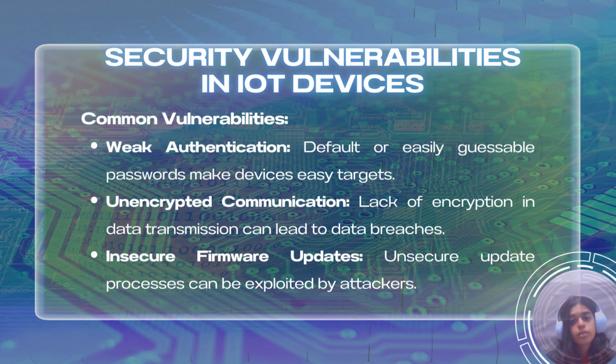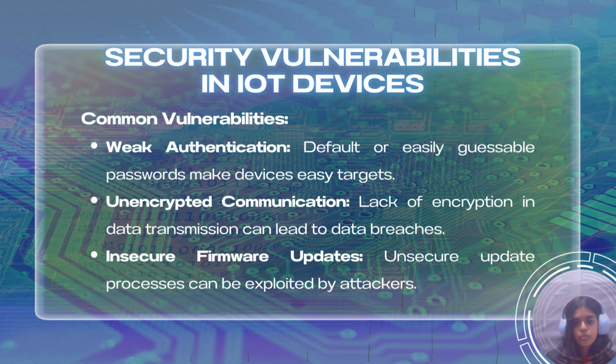Now, let's move on to the security vulnerabilities in IoT devices. One of the most common vulnerabilities is weak authentication. Many IoT devices still use default or easily guessable passwords, making them prime targets for attackers. Another major issue is unencrypted communication. If the data being transmitted by the device is not encrypted, it can be easily intercepted by attackers. This is like sending mail through a mailbox. Anyone along the way can read it.